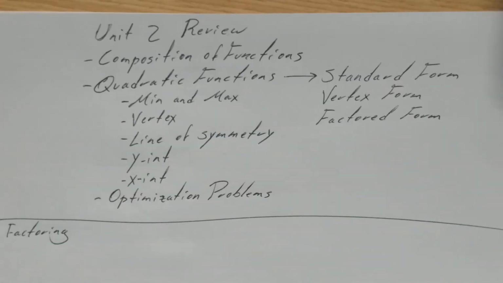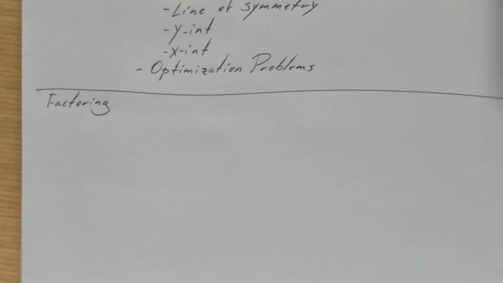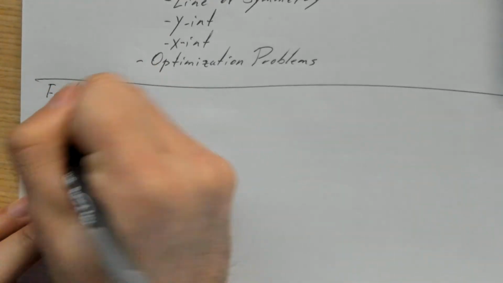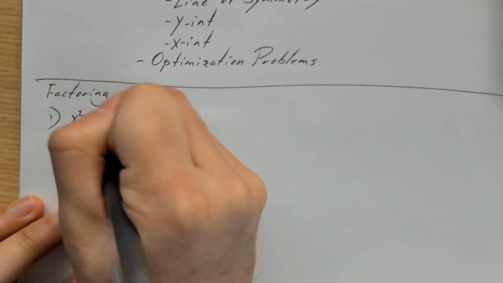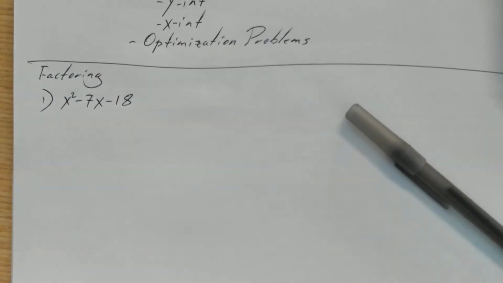Okay, again, all of this is unit 2. Now some examples on factoring. Factoring quadratic functions. You guys need to know how to factor quadratic functions. We did a lot of this. So, an example. Let's say that you get something like x squared minus 7x minus 18. What's the process of factoring something that looks like this? Something that, two numbers that multiply to minus 18 and add up to minus 7.